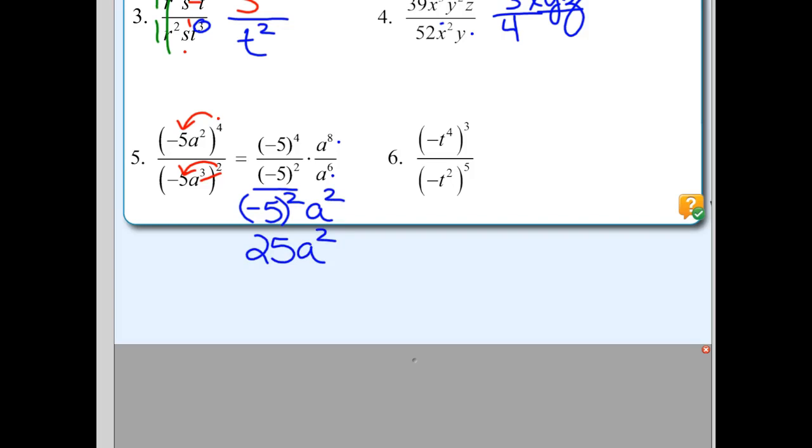Now, let's look at number 6. Once again, I've got power to a power going on. So if it's t, remember we're going to multiply these guys. So 4 times 3 is 12. Now, since it was negative t, when I multiply, I'm going to get t to the 12th. Is that going to be positive t or negative t? Who remembers the rule? Yes, if my exponent is even, then my number will be positive. Let's do the same thing for the denominator. We've got negative t, but we've got 2 squared raised to the 5th power. So that's going to give me t to the 10th. Once again, that's an even exponent, so my number is going to be positive, and now we just subtract our exponents.